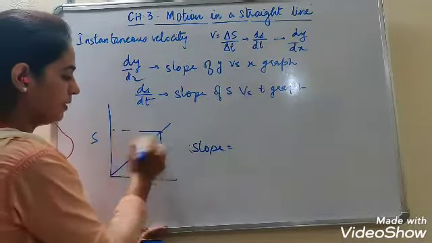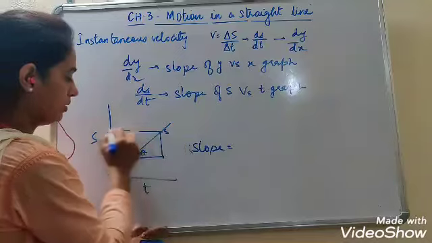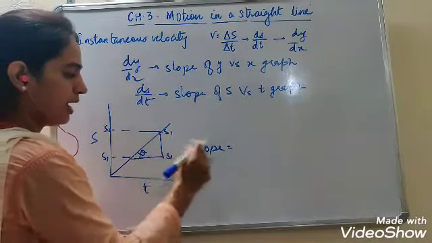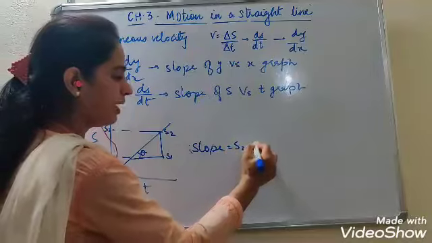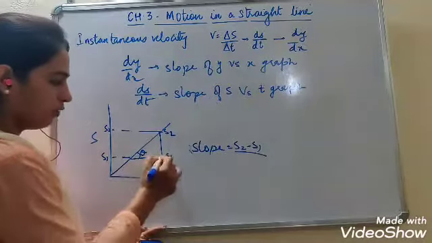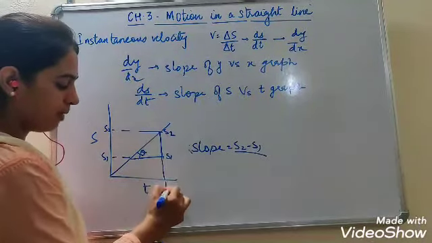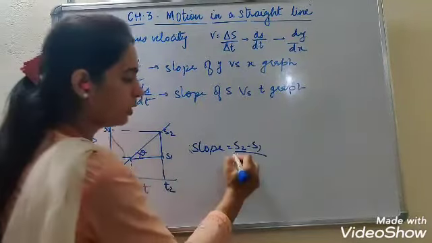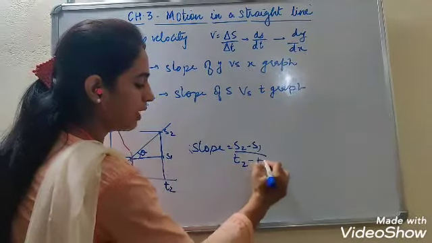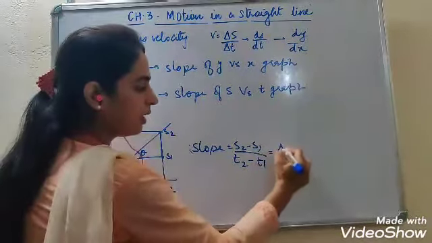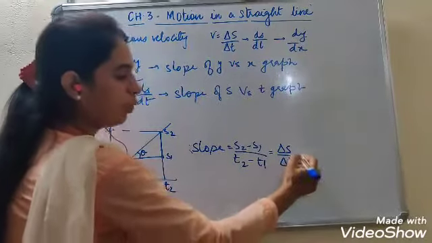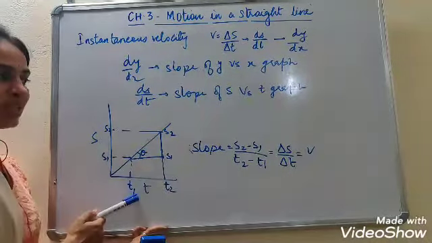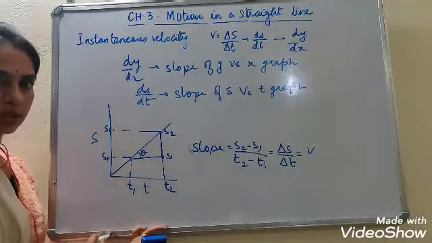For example, this point is S2, this point is S1. So S2 minus S1 upon, for this S2 what is the time? Let us take it as T2, and for this the time is T1. So S2 minus S1 upon T2 minus T1. That is nothing but delta S by delta T. What is delta S by delta T? Velocity. So the slope of the S versus T graph gives you velocity, right?